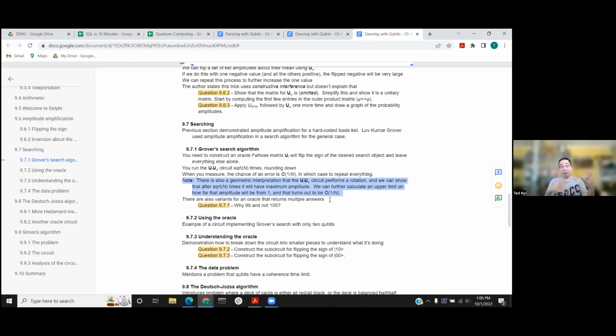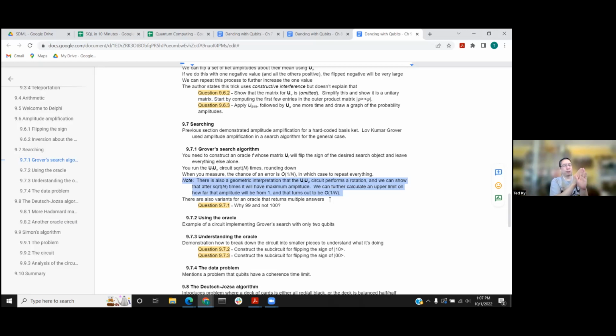And so that's the geometric interpretation of how this algorithm works: it's rotating towards the answer that we want. The reason there's error is because it's never necessarily going to get you exactly the answer you want. It'll be off by a little bit, and that's bounded by this 1 over n.